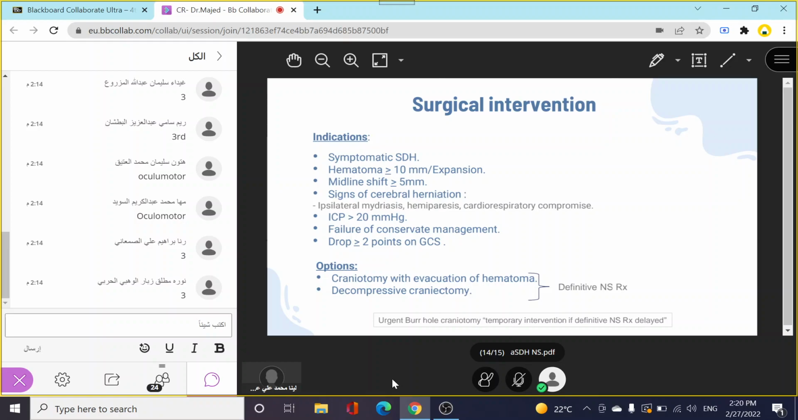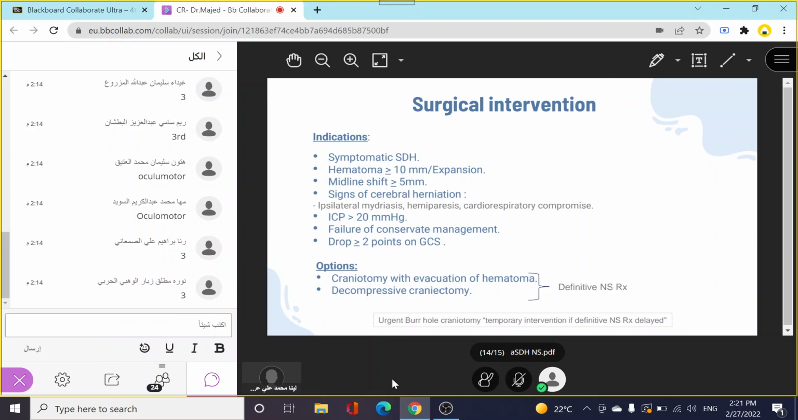While the indication of the surgical management is the opposite of the indication of the conservative management. But in addition, we have failure of the conservative management, signs of cerebral herniation, and a drop of 2 or more points of the Glasgow Coma Scale from the initial assessment.